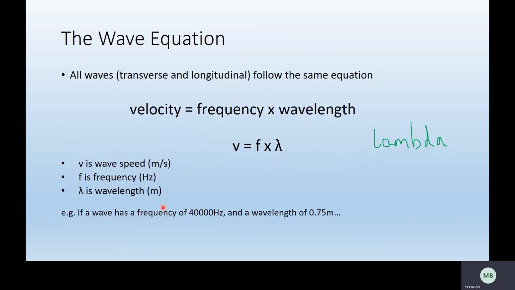If a wave has a frequency of 40,000 hertz and a wavelength of 0.75 meters, we're just going to use this formula very simply. Velocity equals frequency times wavelength. So we've got a frequency of 40,000 hertz, there's my wavelength, 0.75 meters. The speed of my wave is going to be 30,000 meters per second. And again, don't be put off by these large numbers. Some of these waves travel incredibly quickly.